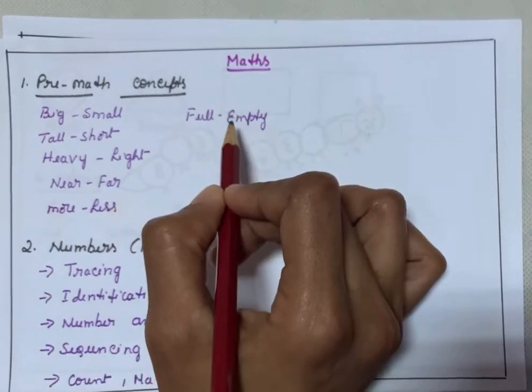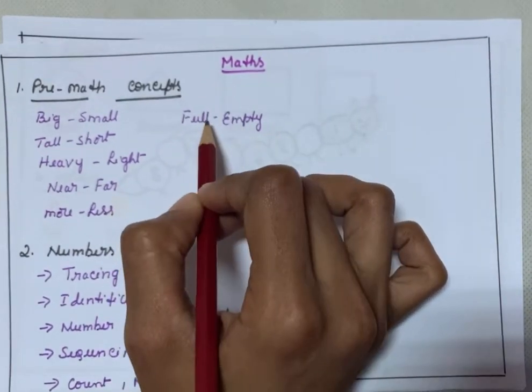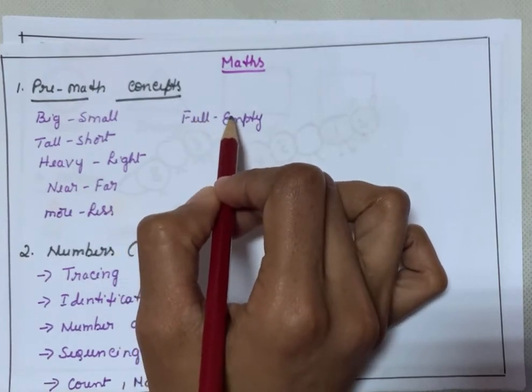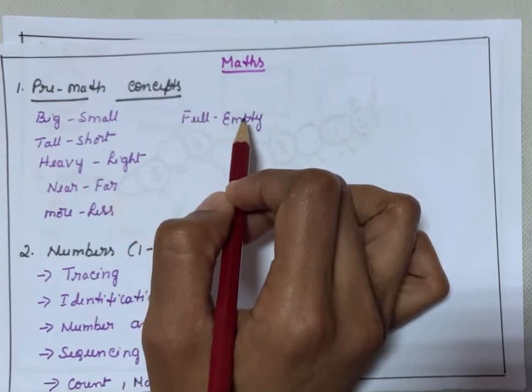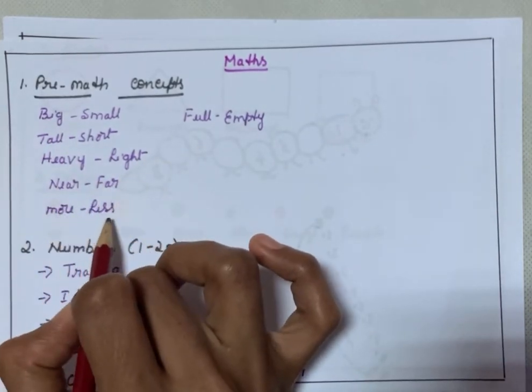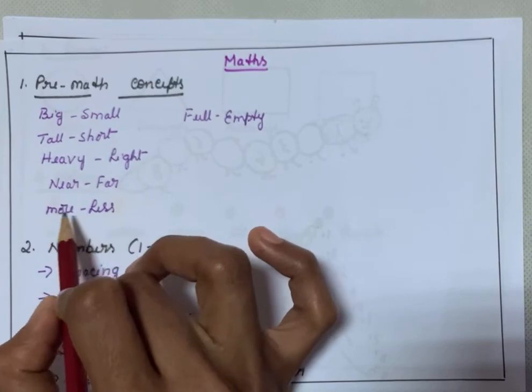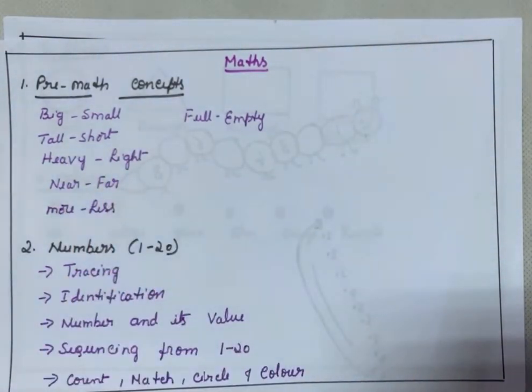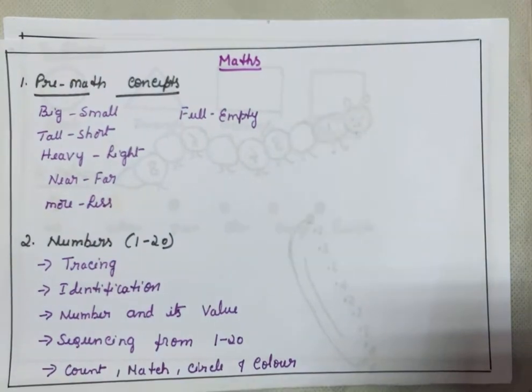You can take one full glass of water to explain the full concept and one empty glass to explain the empty concept. Similarly, you can use more chocolates on one side and less chocolates on the other side to explain the more and less concepts. So you can use all these examples to explain them.